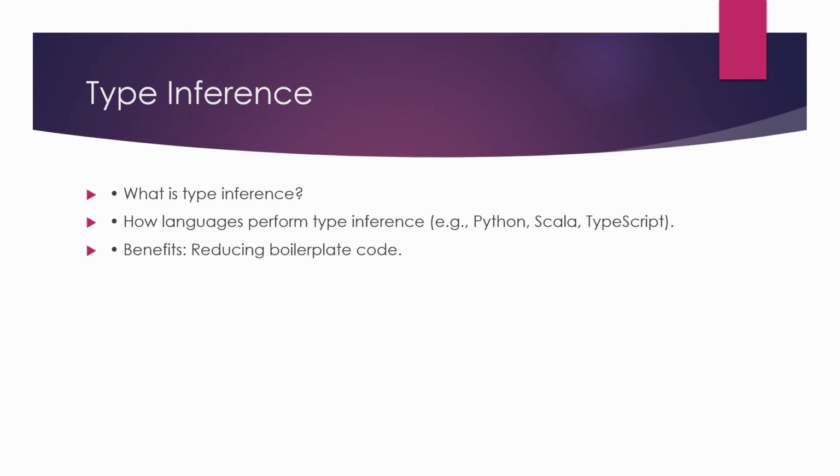Type inference is a feature in many modern programming languages where the compiler automatically deduces the type of a variable based on the value it's assigned. This can help reduce boilerplate code and make code more concise while still maintaining type safety.